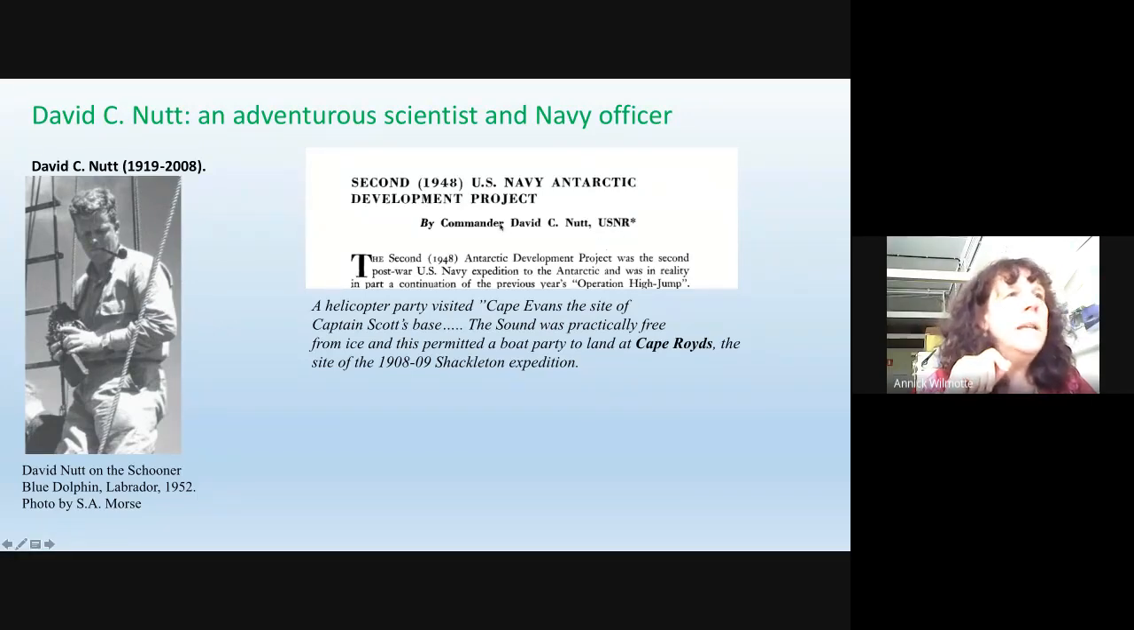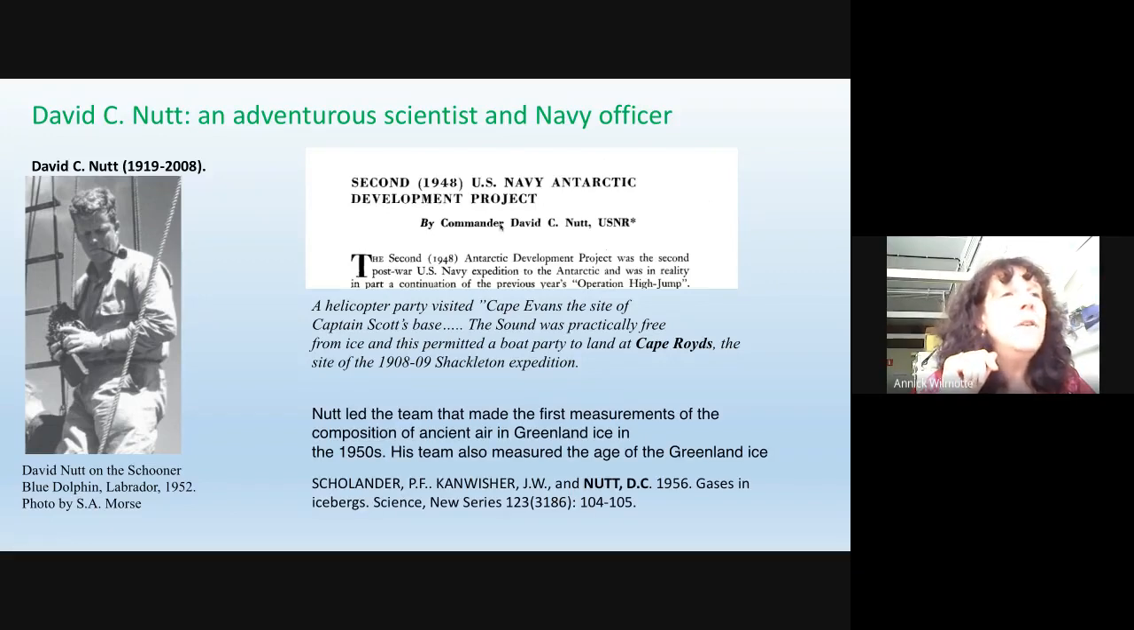So he was commander in the second US Navy Antarctic expedition that was at the time that those samples were taken, and in his report he's describing the visit to Cape Royds where he took the samples. But afterwards he did a lot of research on his schooner, Blue Dolphin, and he also was, as shown by the next click, involved in the first measurement of composition of ancient air in Greenland ice.